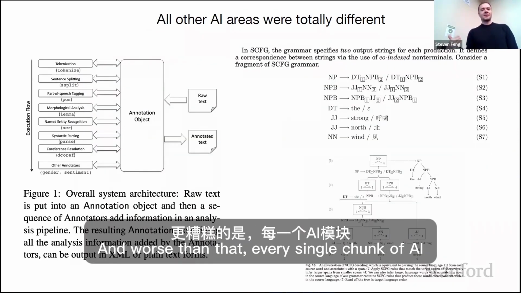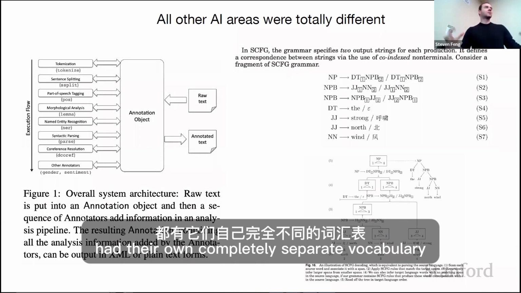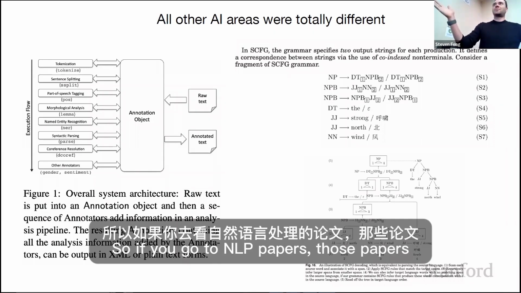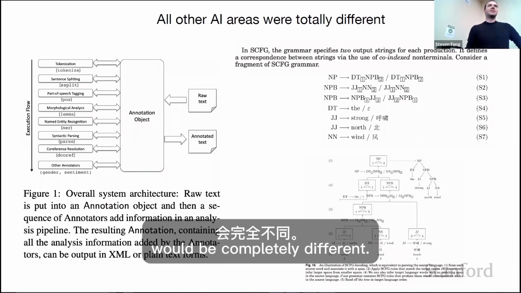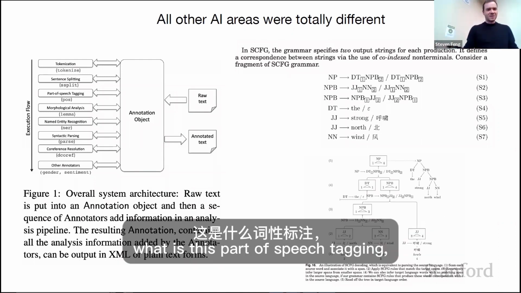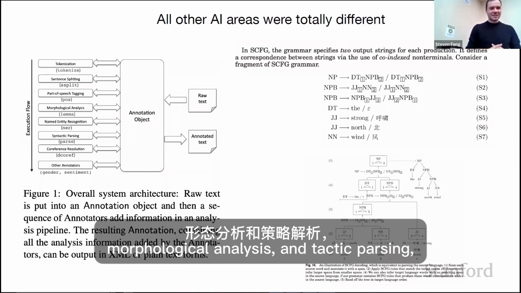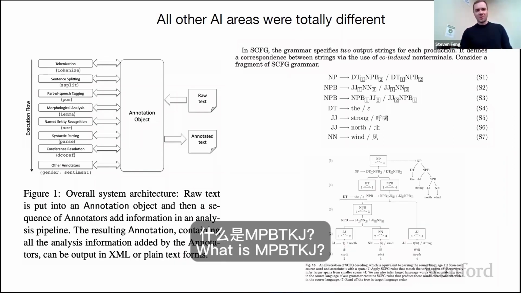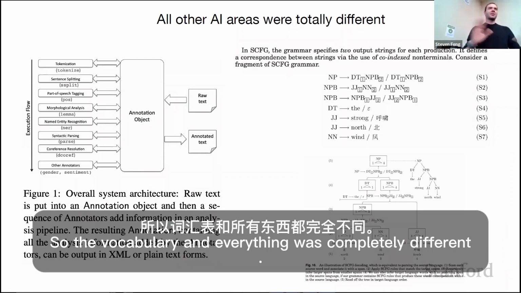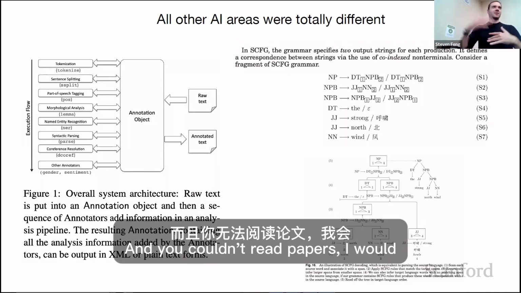And worse than that, every single field, every single chunk of AI, had their own completely separate vocabulary that they worked with. If you go to NLP papers, those papers would be completely different. You're reading the NLP paper, and you're like, what is this part-of-speech tagging, morphological analysis, syntactic parsing, co-reference resolution? What is NP, VP, JJ? And you're confused. The vocabulary and everything was completely different, and you couldn't read papers across different areas.